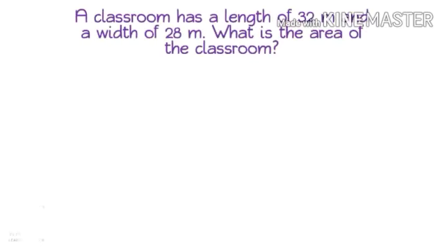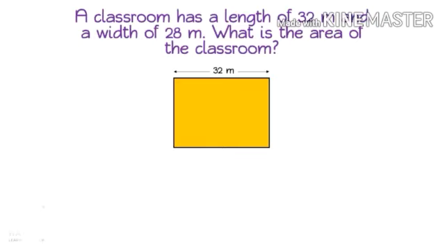Next problem. A classroom has a length of 32 meters and a width of 28 meters. What is the area of the classroom? The classroom is a rectangle. It is 32 meters long and 28 meters wide.